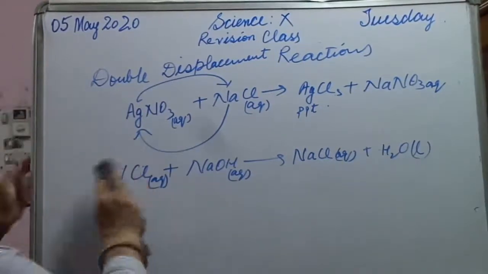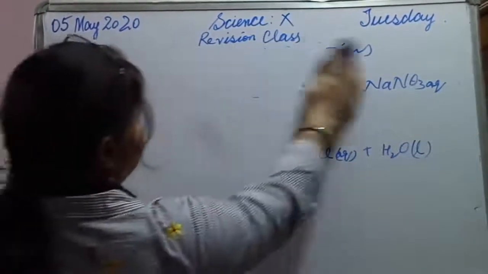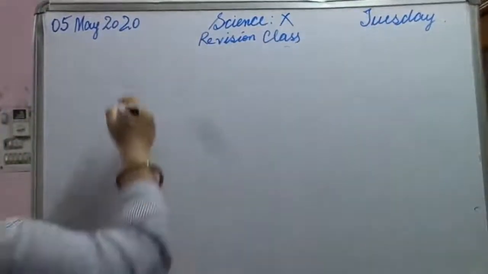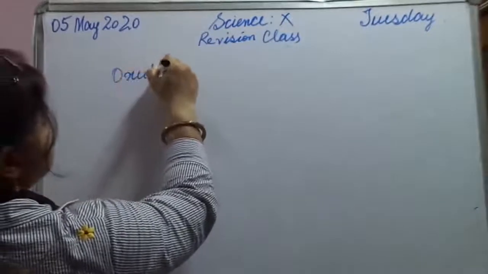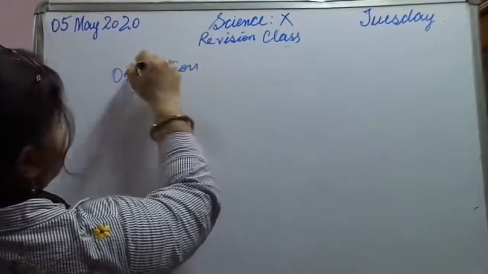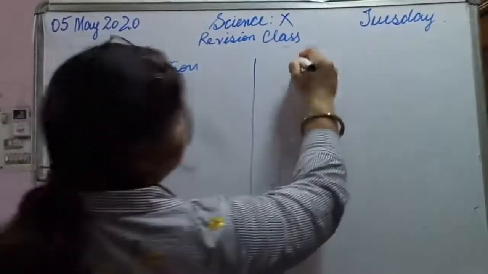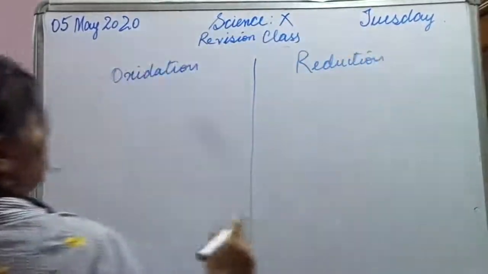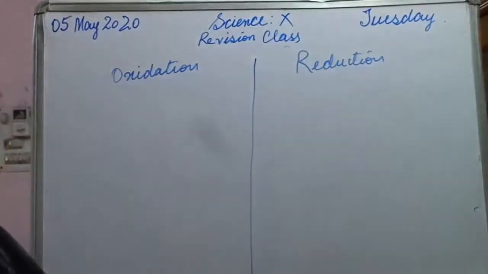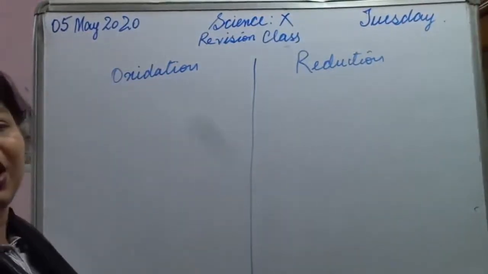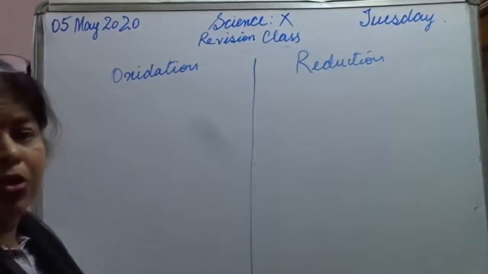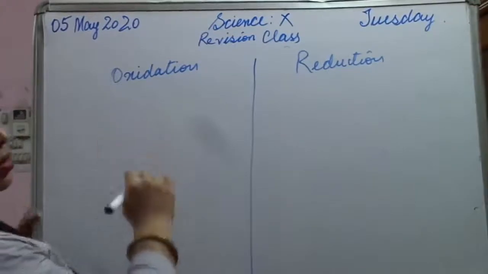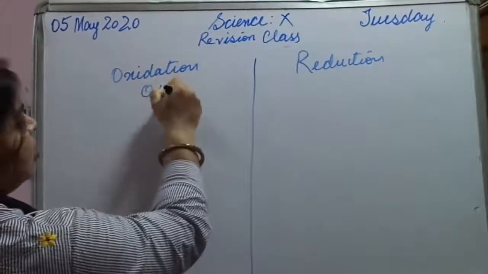Now let us come to another concept, and that is oxidation and reduction reactions. What are oxidation and reduction reactions? I'll take them in a comparative manner. Now, what is oxidation and what is reduction? These reactions are described in a number of ways. I'll give you one acronym that is very easy to learn: OIL RIG.